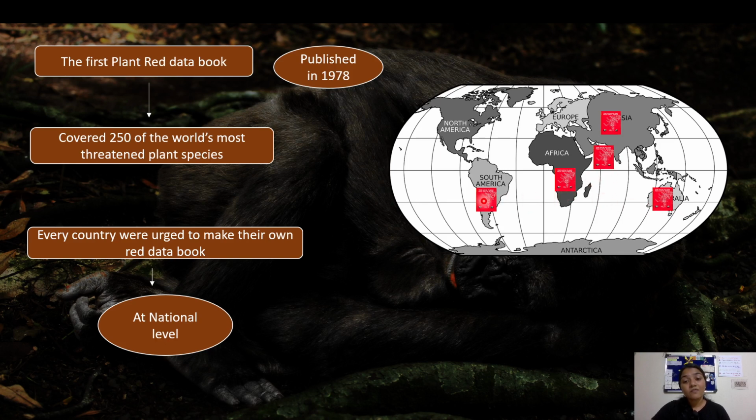And once national work is done, then all this data can be compiled at global level and a final list can be given. So it was important to compile all the work done by different nations at their level. So every country was urged to make their own red data book at national level.